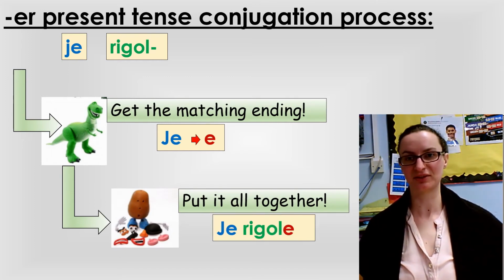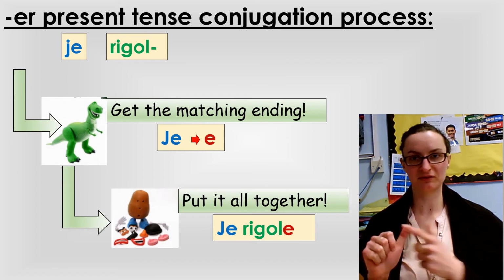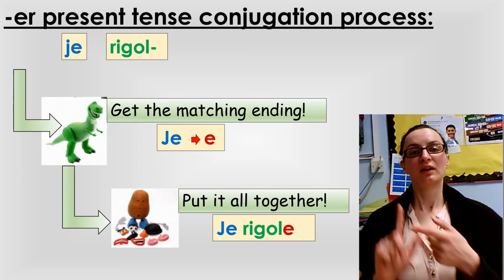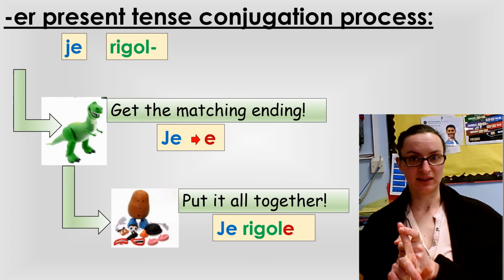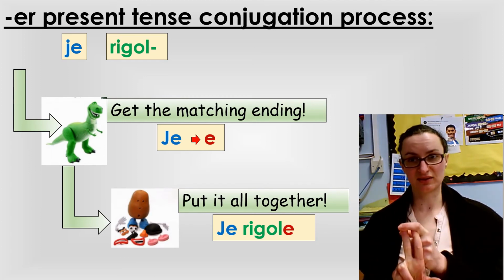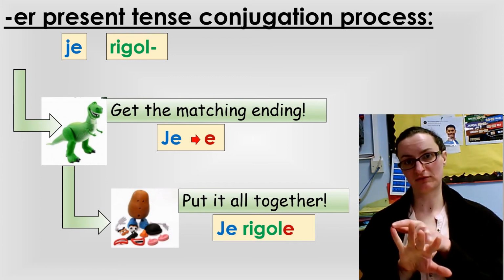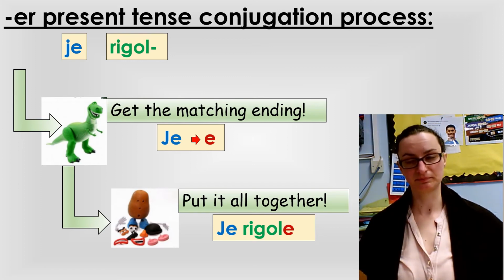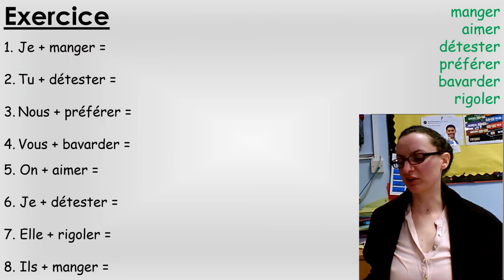So that's the Toy Story explanation. You grab your infinitive with Buzz Lightyear, Woody gets rid of the ending ER, Slinky gets the Slinky subject, Rex gets the matching ending, Mr. Potato puts everything together. And we're done. So let's look at a bit of practice.